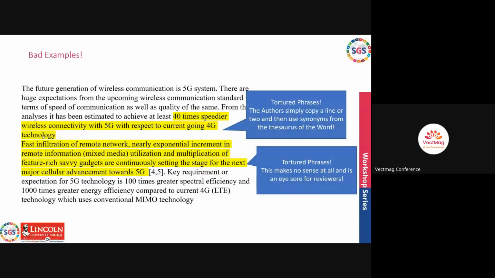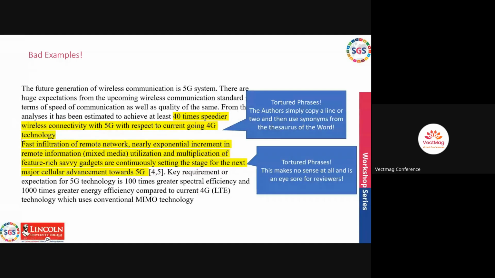Who writes like this? You know what they did? They took the fast out of it and they used the synonym and they just added er to it. Faster. That's speedier. Yeah, that's what they did. Don't do that. Okay. And then there is fast infiltration of remote network. Yeah. What is fast infiltration?